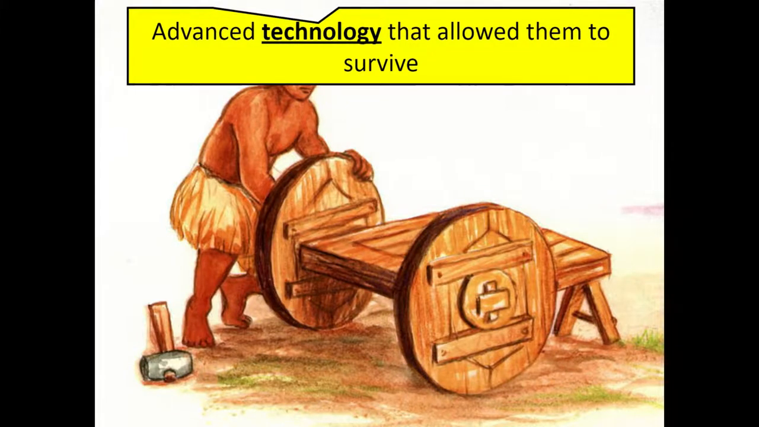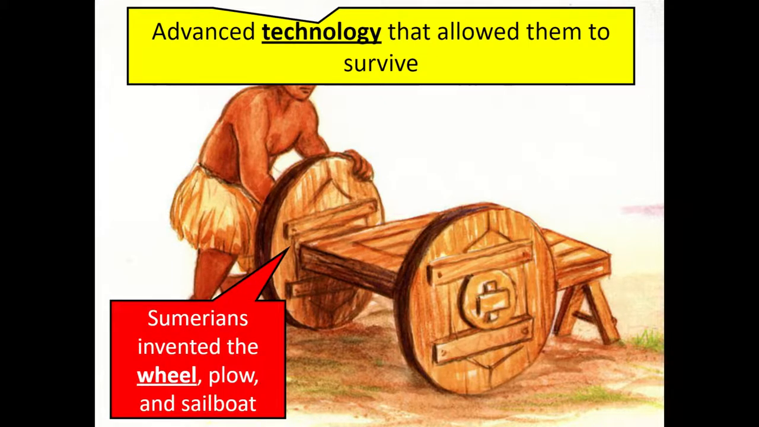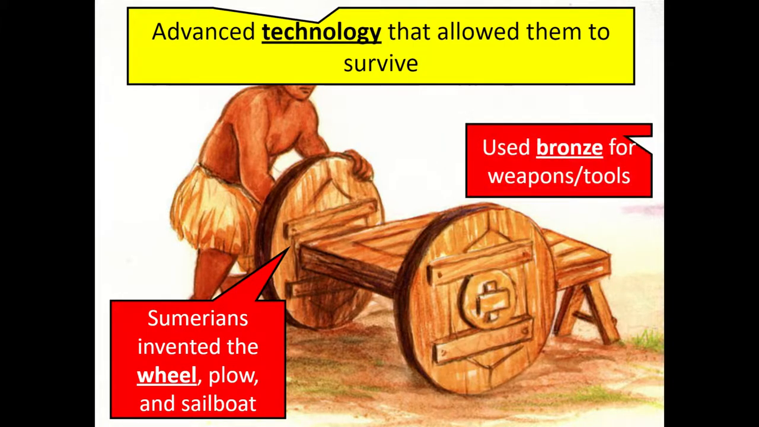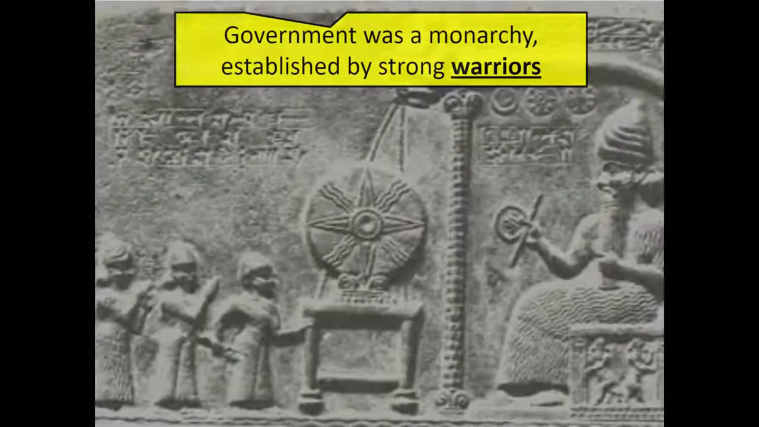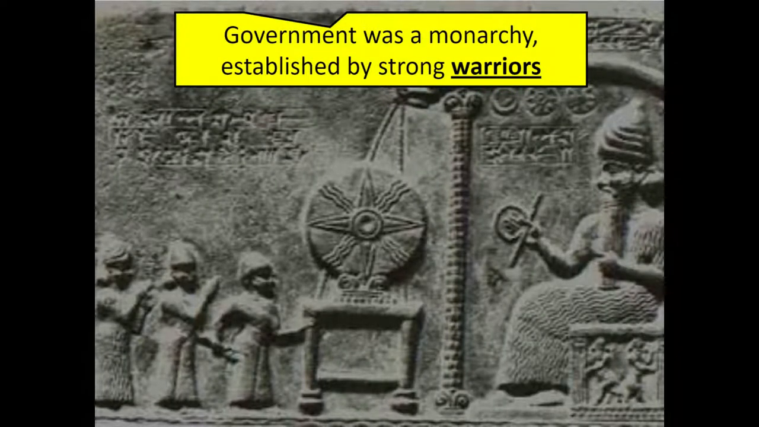Advanced technology is another criteria for civilization that allows them to survive in their environment. Sumerians invented the wheel, plow, and sailboat. The sailboat really helped them trade. They used bronze for weapons and tools, and we have still entered into the Bronze Age. They had a functioning government. In Sumer, the government was a monarchy, and it was kind of established by strong warriors.